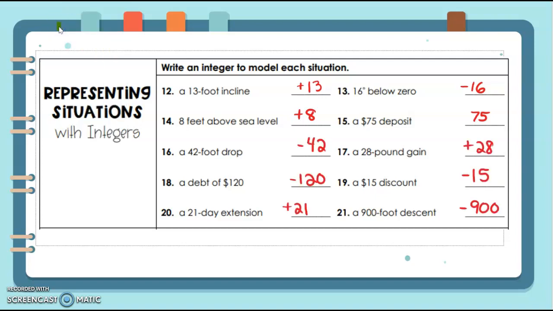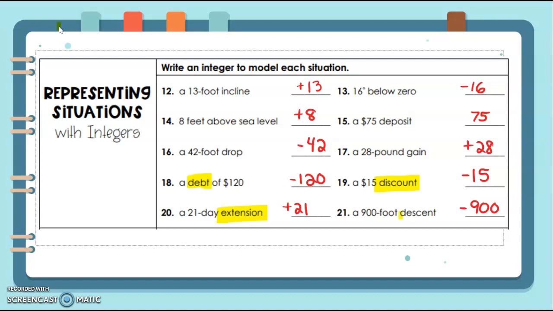Just a few things I want to highlight. A debt of $120. That means you owe somebody $120. That's a negative. $15 discount. You will take $15 away from the product price that you are buying. 21-day extension means that days are being added on to a deadline.